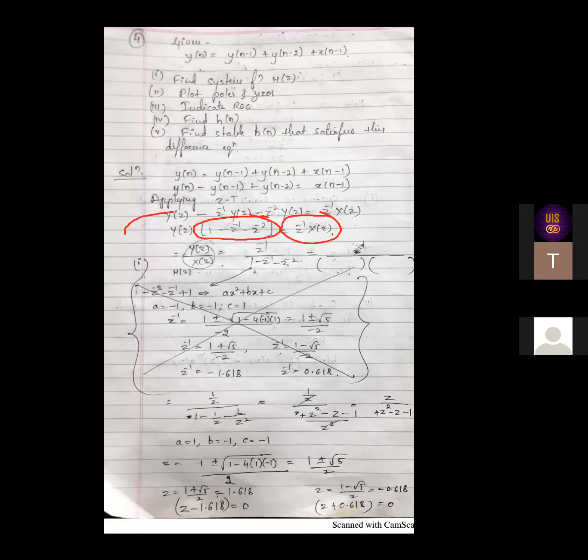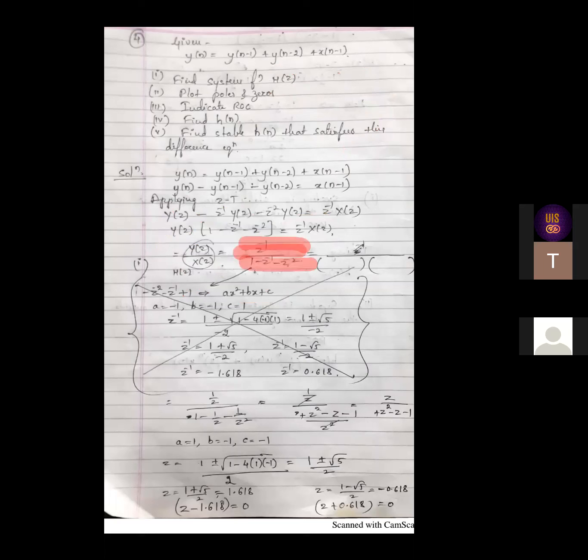Now, as we want H of z given by Y of z by X of z, take that ratio. Keep Y here only. X take it to the denominator on the LHS. If you do that, RHS will be z inverse into this bracket at the denominator.